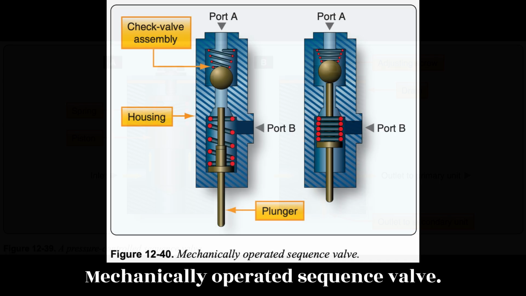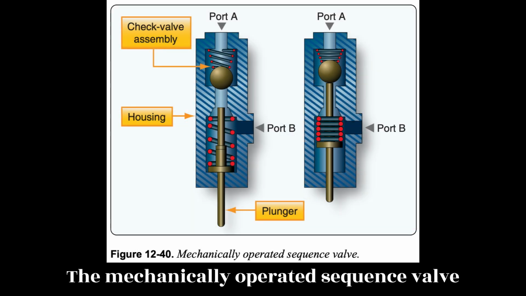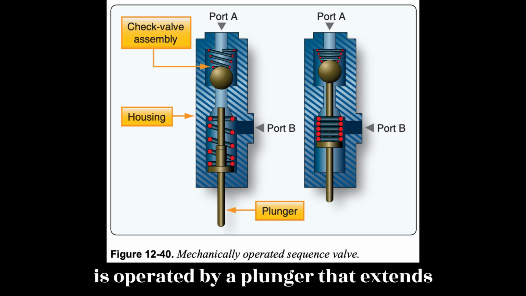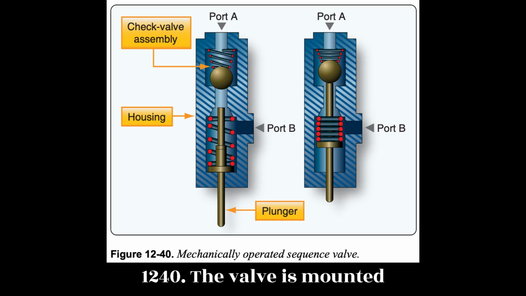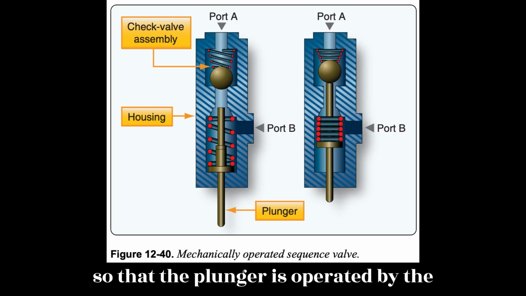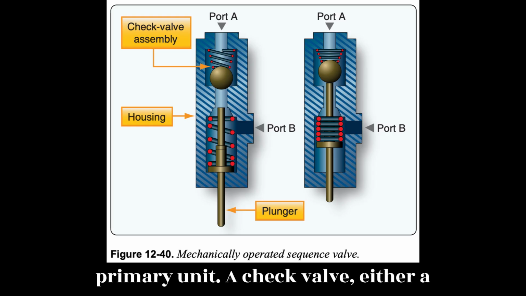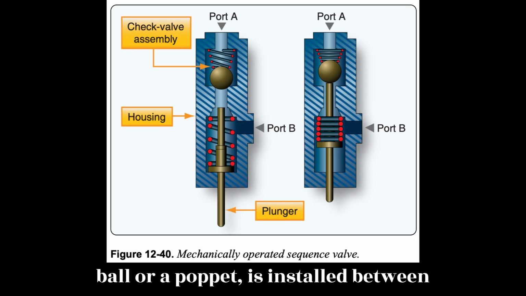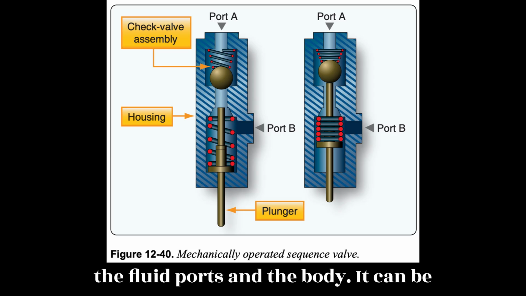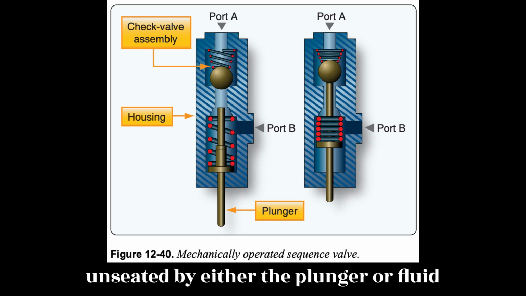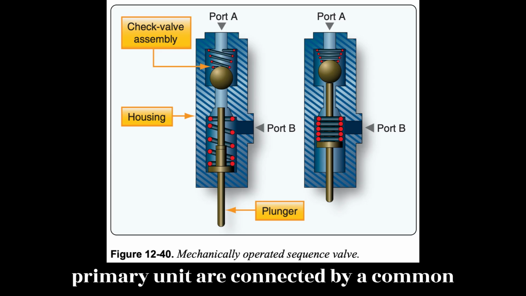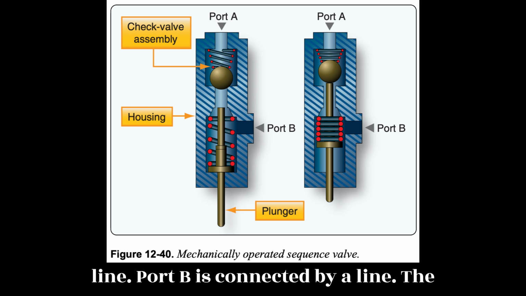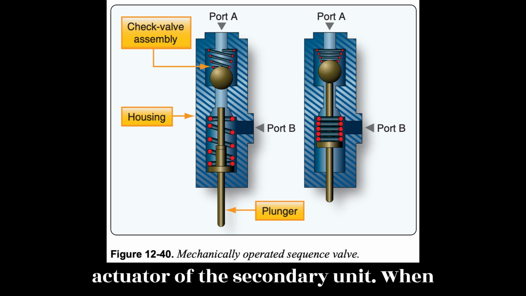Mechanically operated sequence valve. The mechanically operated sequence valve is operated by a plunger that extends through the body of the valve. Figure 12-40. The valve is mounted so that the plunger is operated by the primary unit. A check valve, either a ball or a poppet, is installed between the fluid ports and the body. It can be unseated by either the plunger or fluid pressure. Port A and the actuator of the primary unit are connected by a common line. Port B is connected by a line to the actuator of the secondary unit.